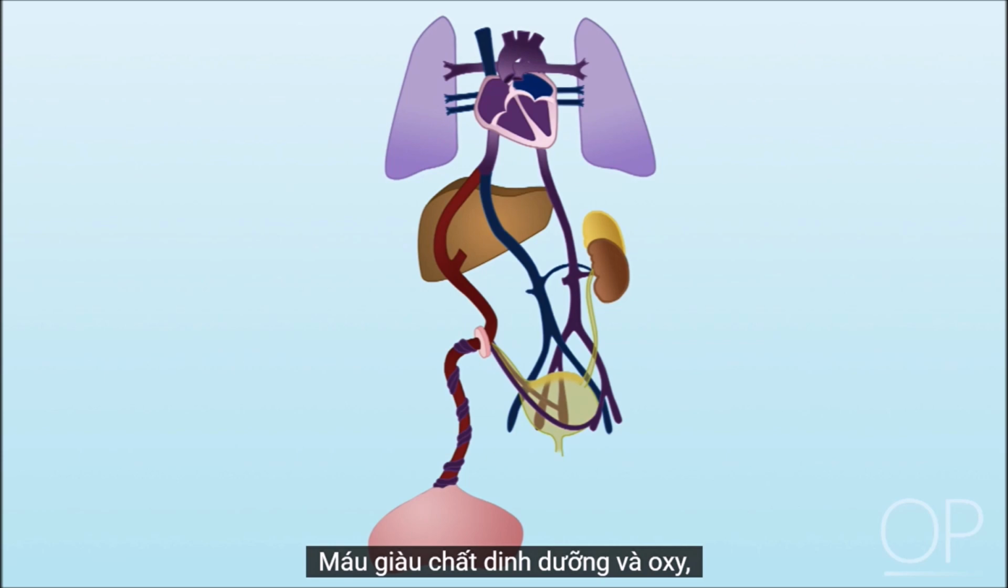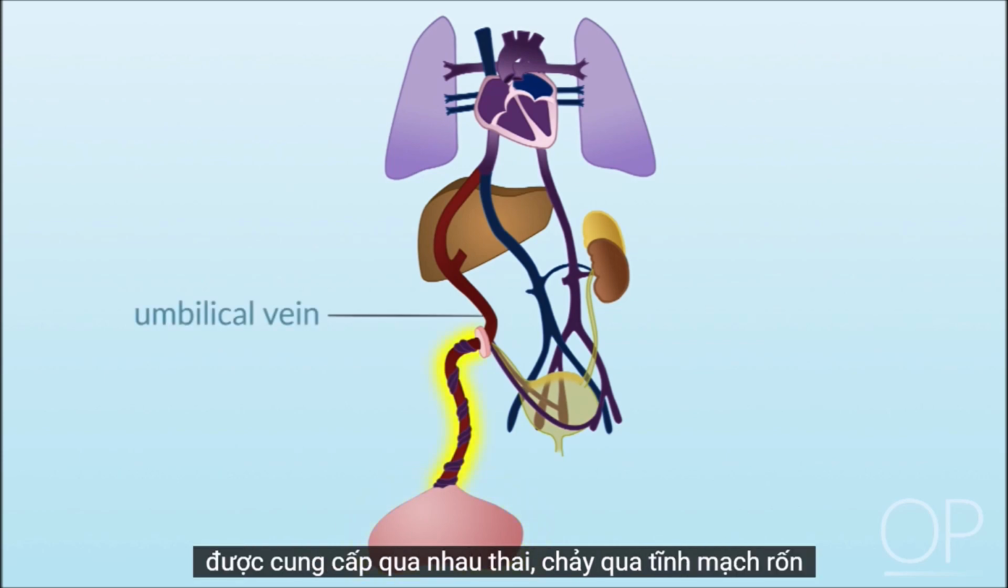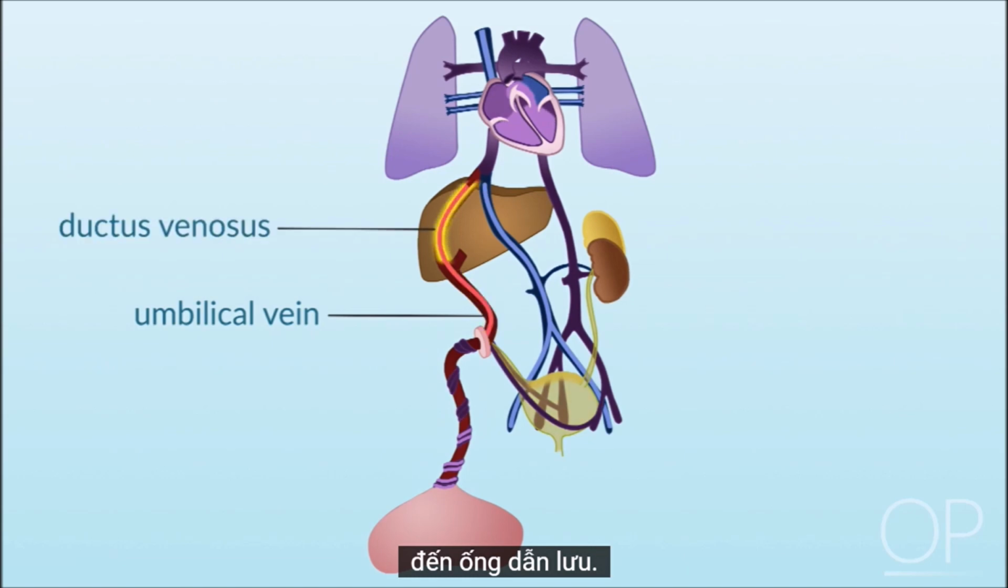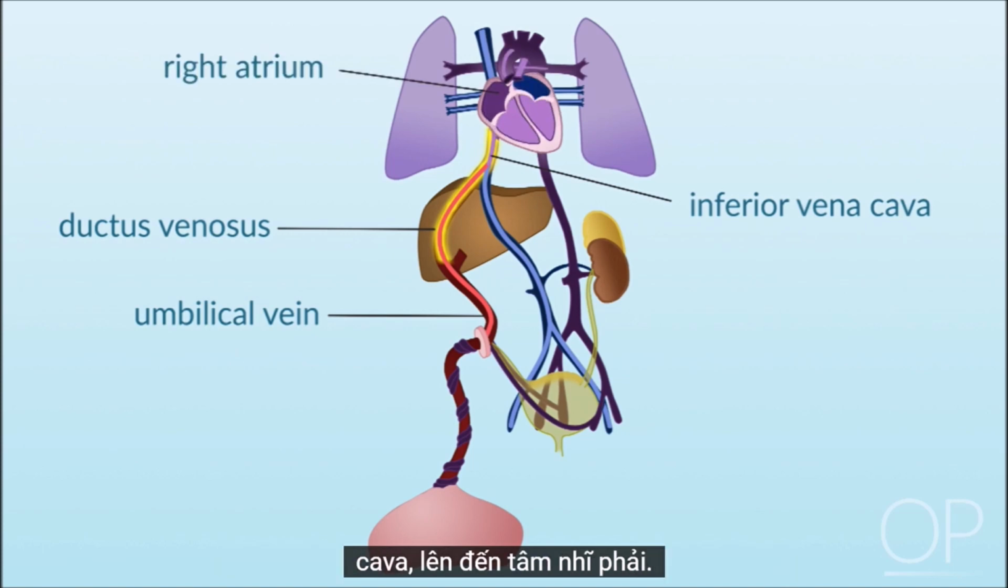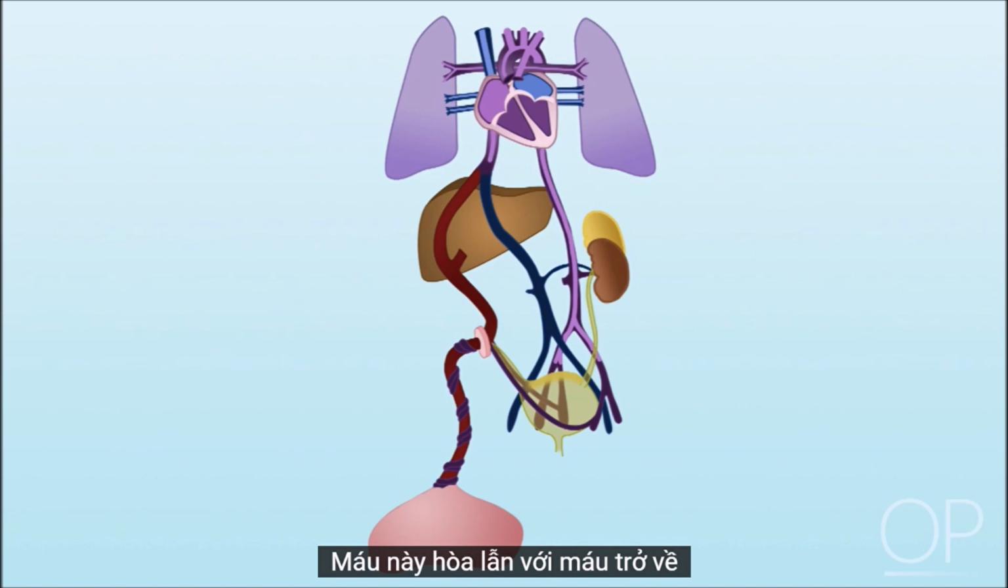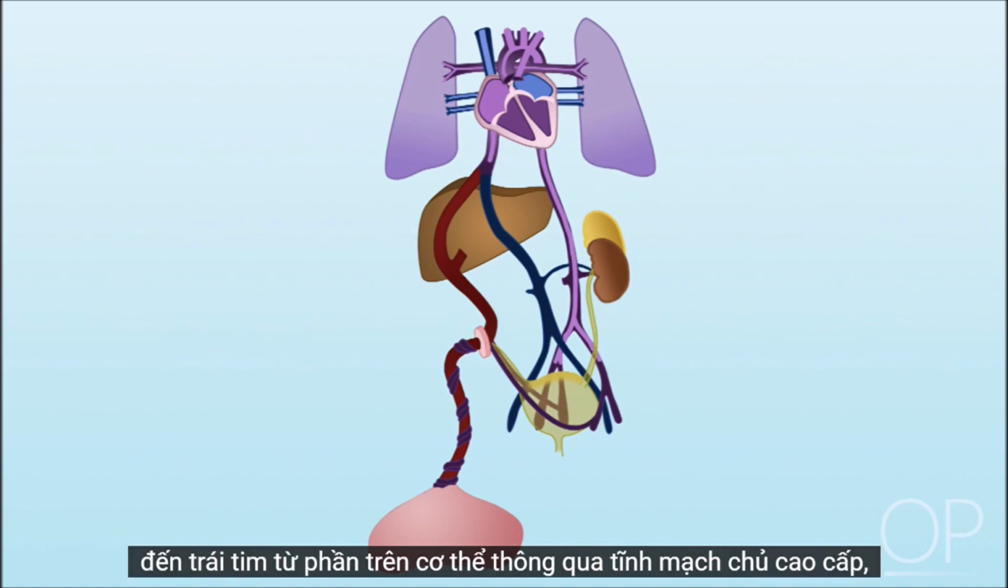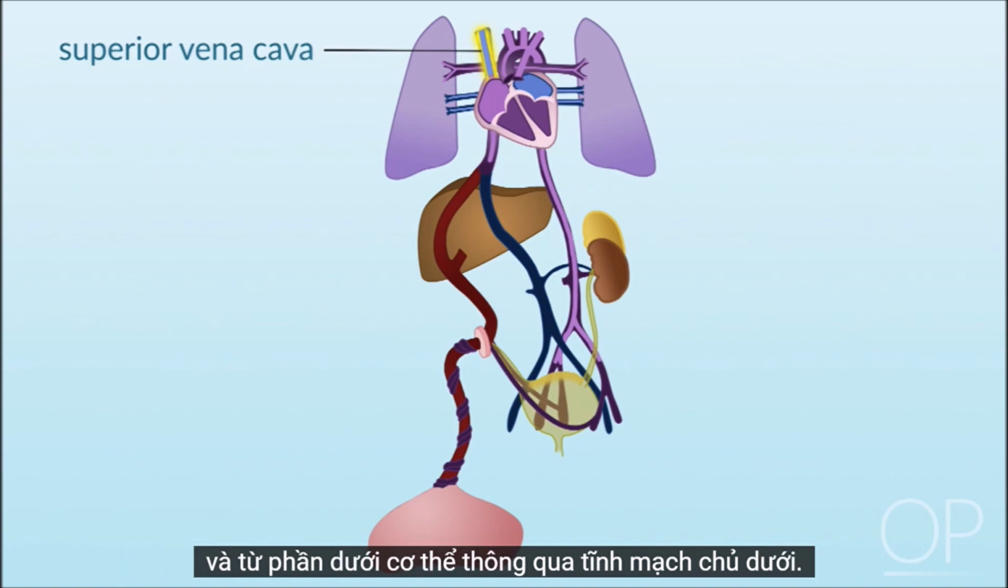Blood rich in nutrients and oxygen, supplied via the placenta, flows through the umbilical vein to the ductus venosus. Blood flows from the ductus venosus into the inferior vena cava up to the right atrium. This blood mixes with blood returning to the heart from the upper body via the superior vena cava and from the lower body via the inferior vena cava.